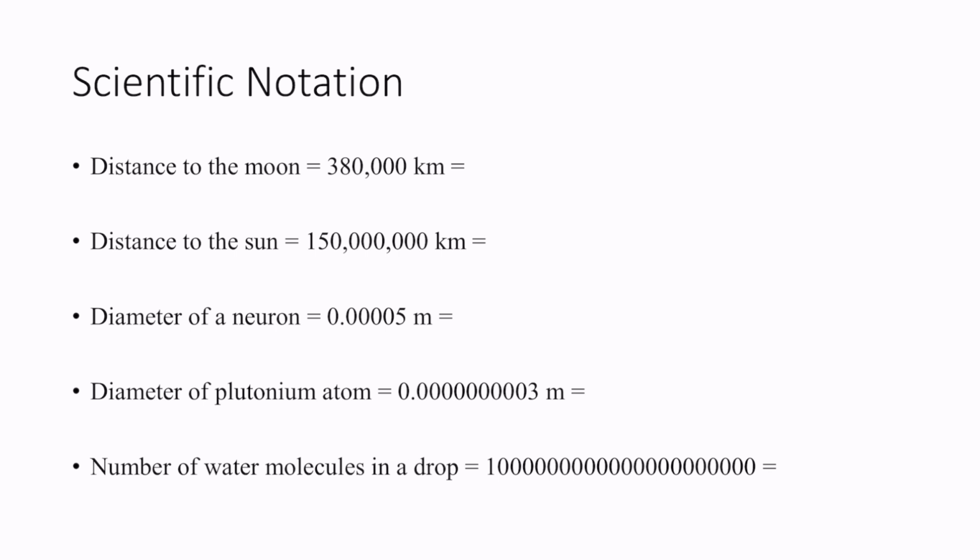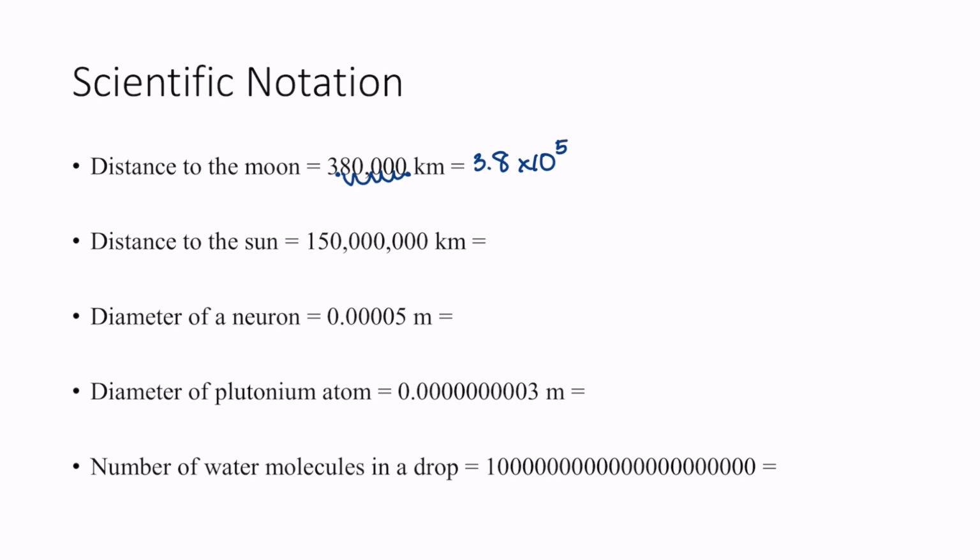Here are some good examples of different numbers that should be written in scientific notation. So looking at the distance to the moon or the sun. For the moon, I'm going to locate my decimal. It's not written, so I'm going to write it in there. My first non-zero digit reading from left to right is 3. So I'm going to move my decimal point to the right of the 3. 1, 2, 3, 4, 5. So when I rewrite this in scientific notation, it will be 3.8 times 10 to the 5.